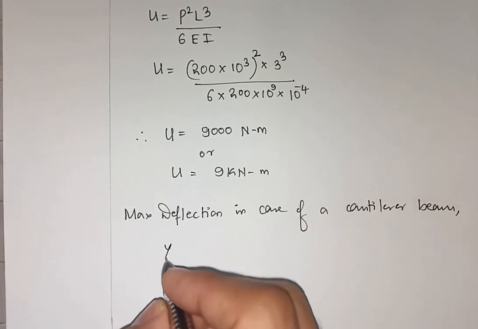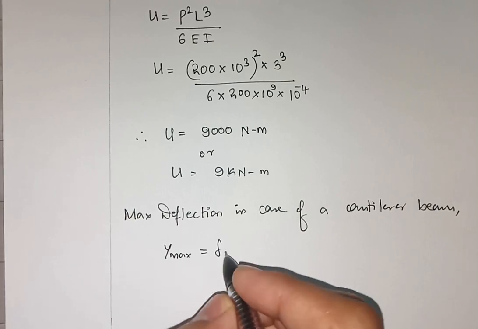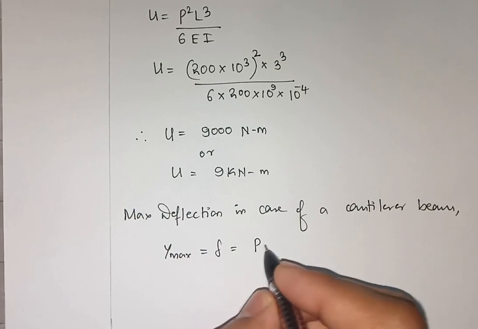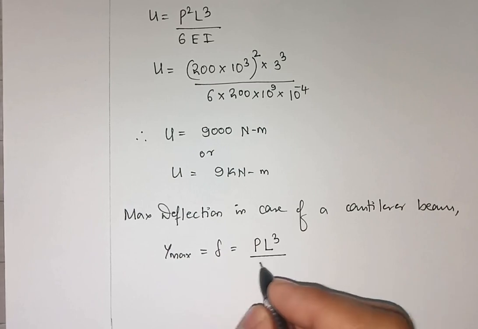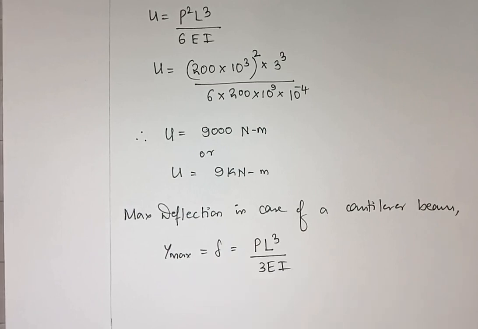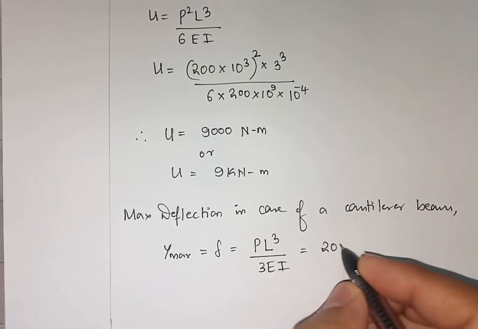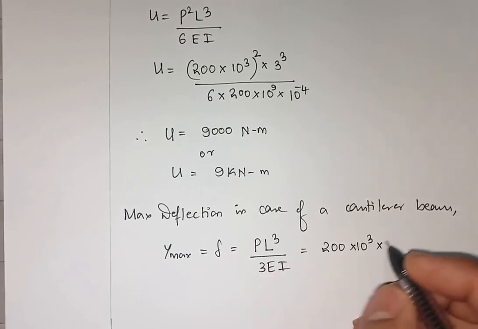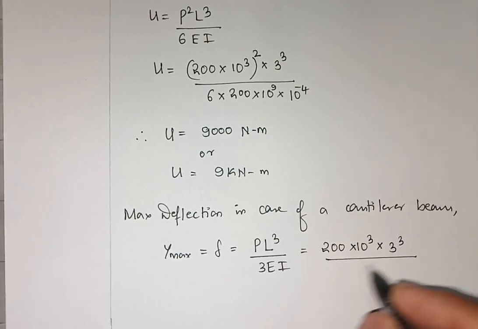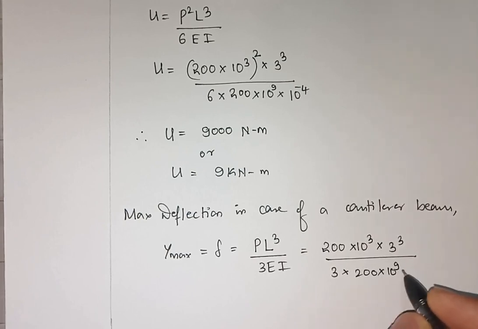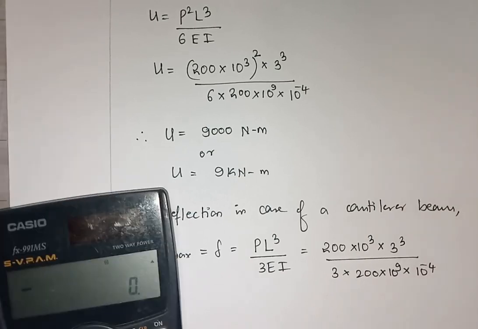So some people call it Y max, some people call it delta, both are same. I told you it is a standard result and you need to remember this, that is PL cube divided by 3EI. Value of P is once again known. Value of P is 200 kilonewton, so it is 200 into 10 raised to 3. L is again 3 cube divided by 3. Value of E is once again 200 into 10 raised to 9, and value of I is 10 raised to minus 4. Right, so let me calculate.